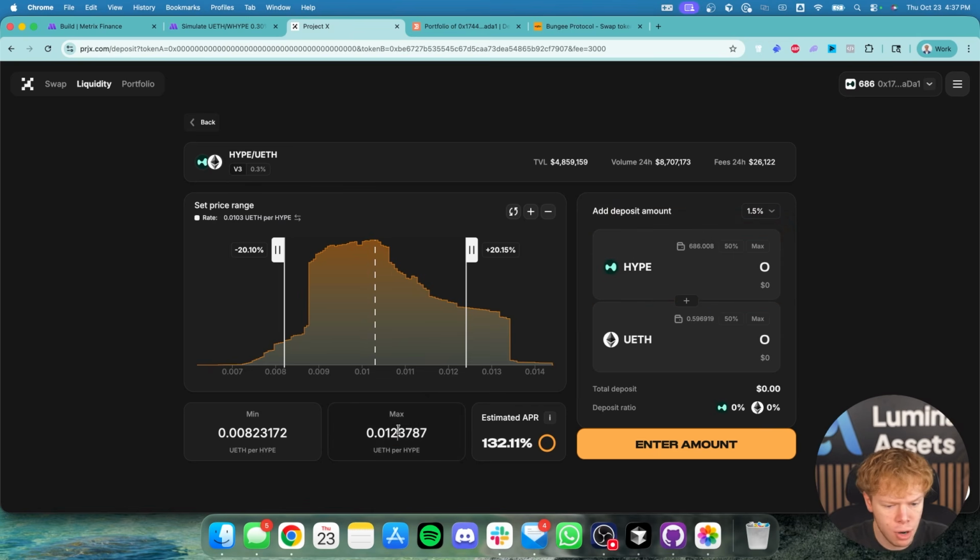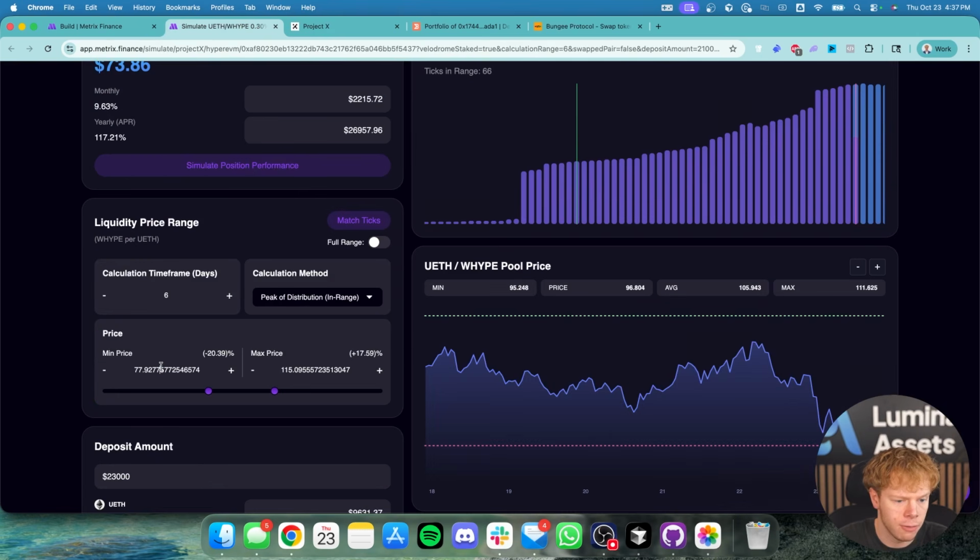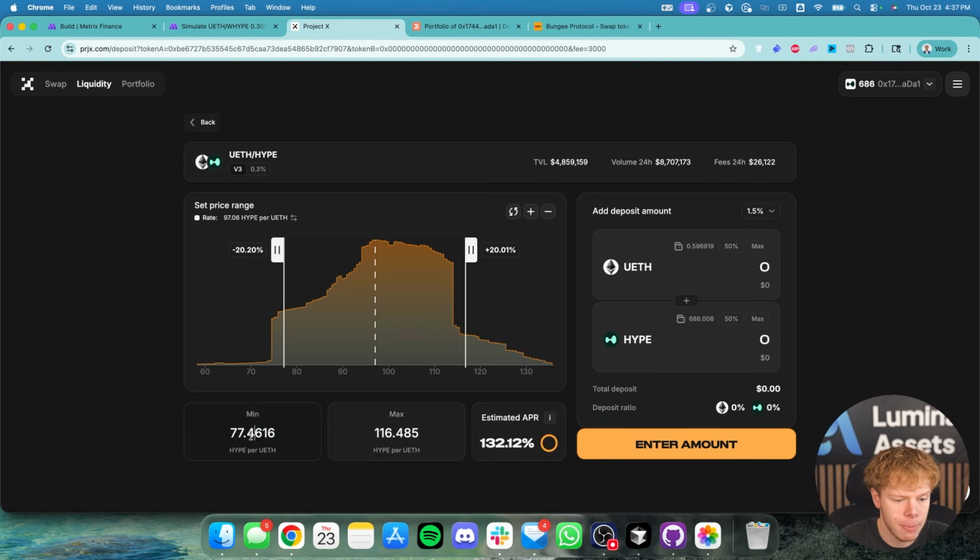Now, one thing we have to note is the actual pricing term. It's showing us how many ETH per Hype. I'm going to flip that to look at Hype per ETH because that's what we were looking at over on Metrics. I'll copy my min price and my max price just like that, and then I'll paste it in.